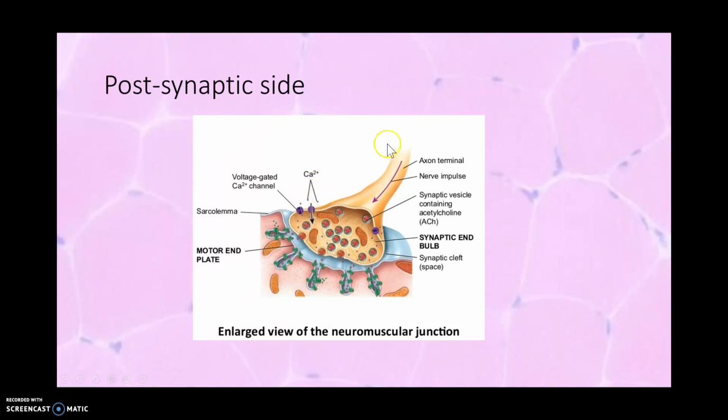Remember I said down the axon terminal, we have myelin sheath, but then where the myelin sheath stops, we have voltage-dependent gates, and that's a key player with regards to calcium coming in.